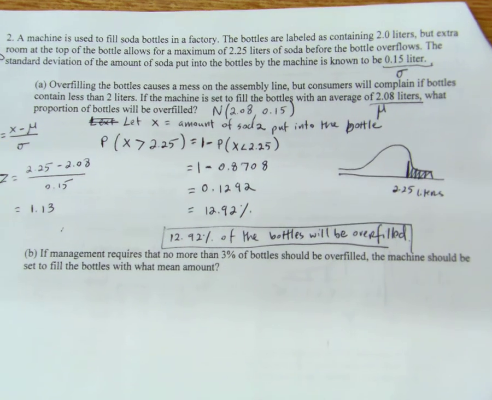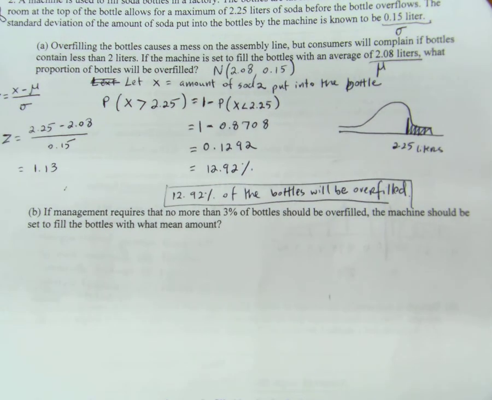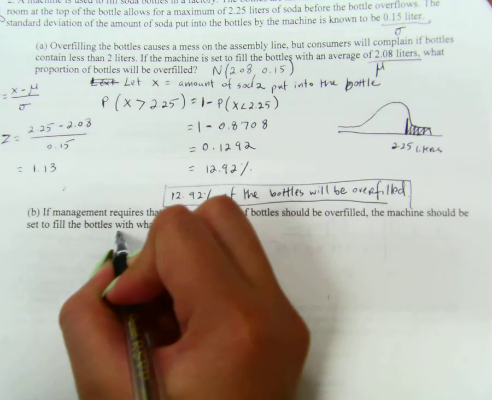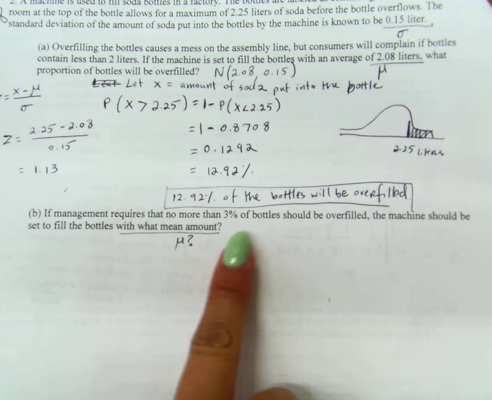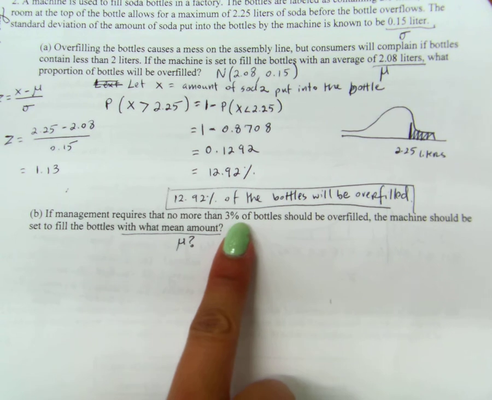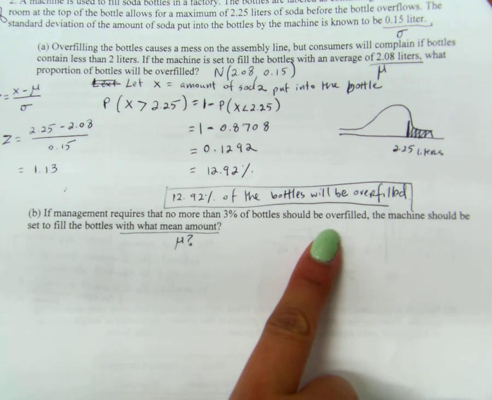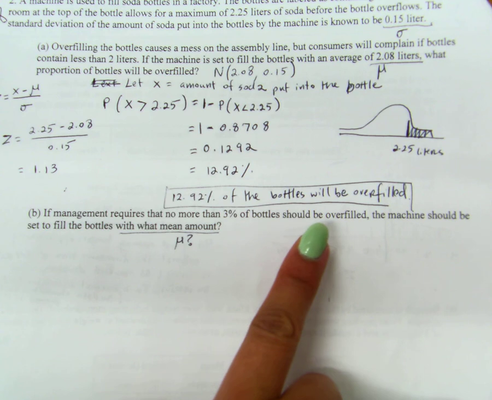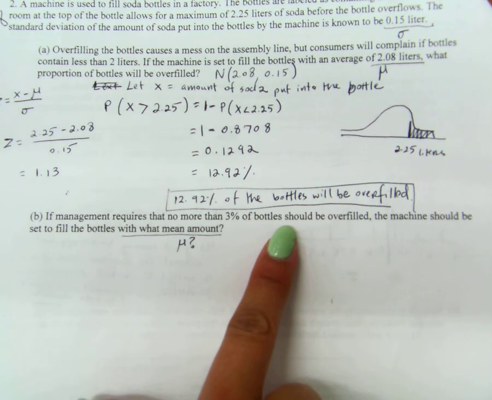Okay. Part B. If the management requires that no more than 3% of the bottles should be overfilled, the machine should be set to fill the bottles with what mean amount? Now we're interested in finding out what the mean is, and we want to make sure that no more than 3% are going to be overfilled. Let's think about what that means. So no more than 3% will be overfilled.